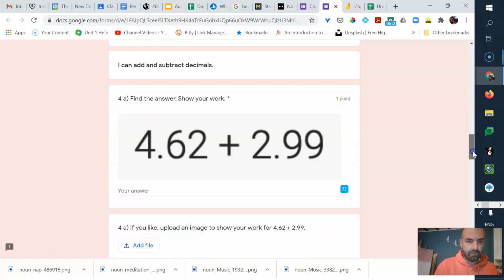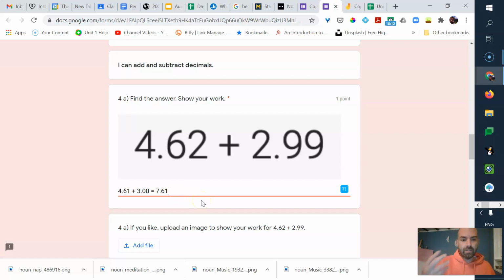I can add and subtract decimals. So here, this is showing your work. One of the things, remember, strategies, if I do the standard algorithm, then I need to show my work. But if I look at this and go 4 and 62 hundredths plus 2 and 99 hundredths, I can give and take, right? So I'm going to take a hundredth from 4 and 62 hundredths and give it to 2 and 99 hundredths to make my life easier, simpler, I should say. So now I've changed it to 4 and 61 hundredths plus 3. And that equals 7 and 61 hundredths. So that's showing my work, okay?